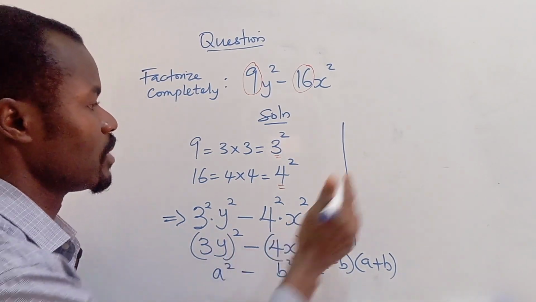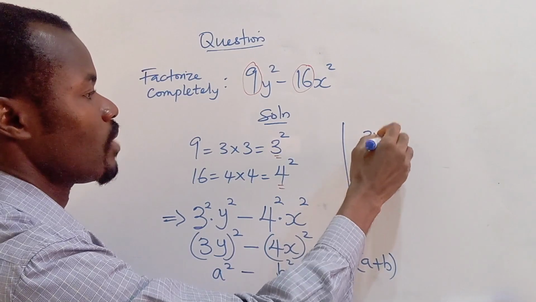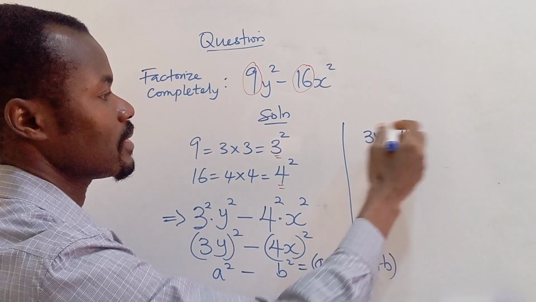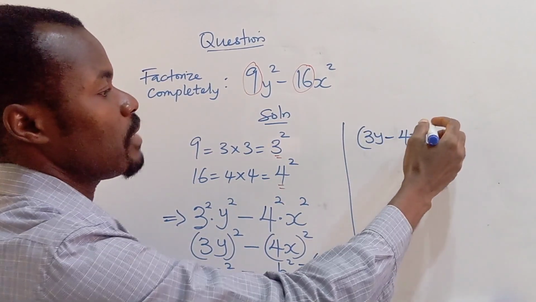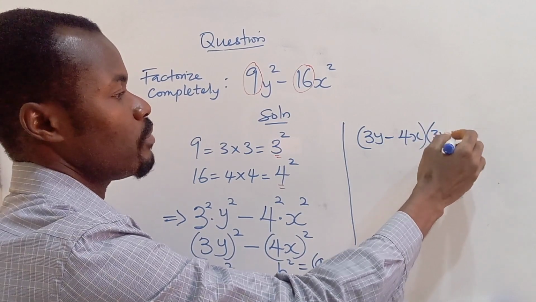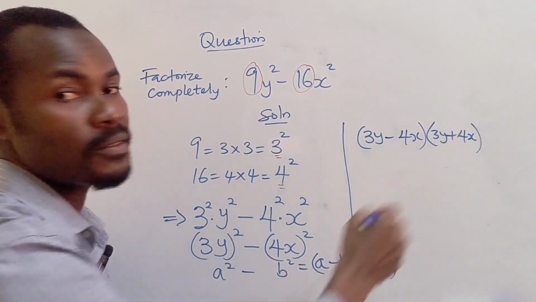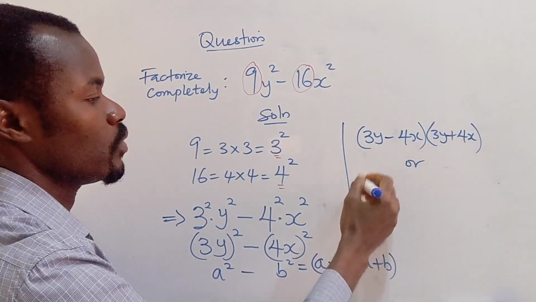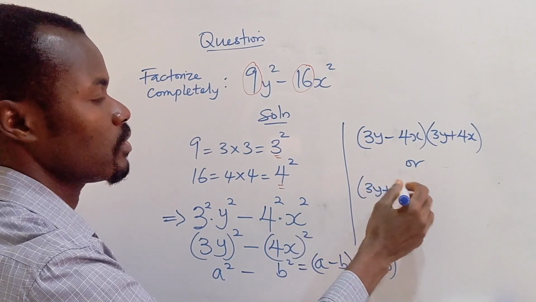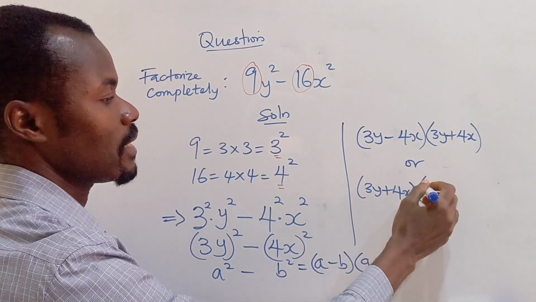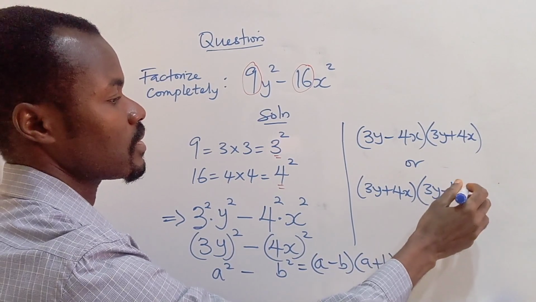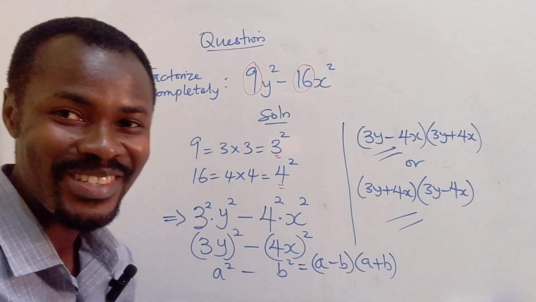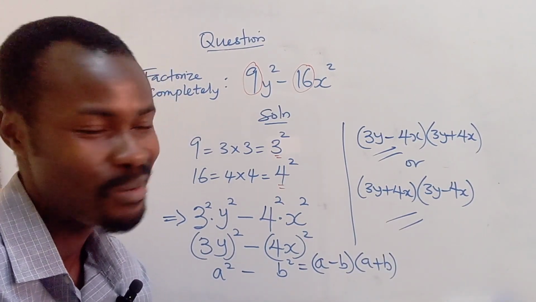So we can say this becomes 3y minus 4x, multiplied by 3y plus 4x. So we have this, or we start with 3y plus 4x multiplied by 3y minus 4x. So either this or this gives us a simple solution to this problem.